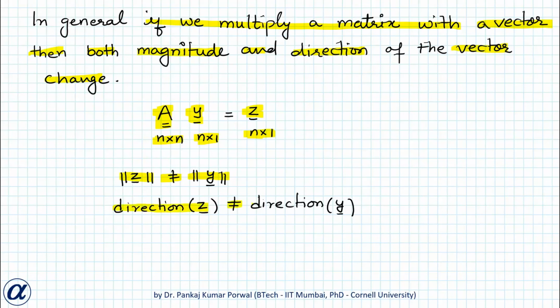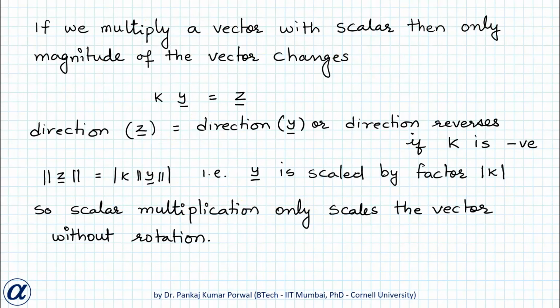That is, when we multiply a vector with a matrix, both the magnitude as well as direction will change in general. However, if we multiply a vector with a scalar, then only the magnitude of the vector will change. For example, if I multiply y with scalar k, then I get z. Then the direction of vector z will be the same as the direction of y, or at the most the direction will reverse if the multiplying scalar is negative, and the magnitude of z will become equal to the absolute value of k times the magnitude of y. Here we are taking the absolute value because the magnitude of a vector cannot be negative, and if k is negative, then this absolute value operation will make that positive.